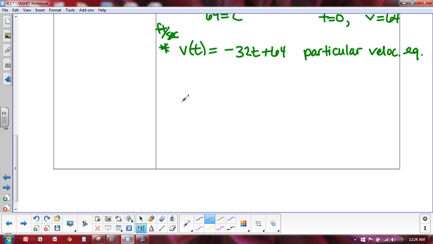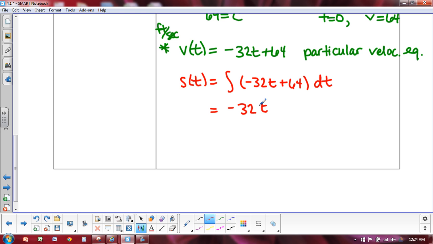So s of t is going to be the integral of the quantity negative 32t plus 64 dt. And so when I integrate that, I get negative 32. I've got to add to the power, so t squared, divide by the new power, so divide by 2, plus 64. I've got to put the t back in, and then plus c. And if you put the s of t on the other side, this is what we would call the general position equation.